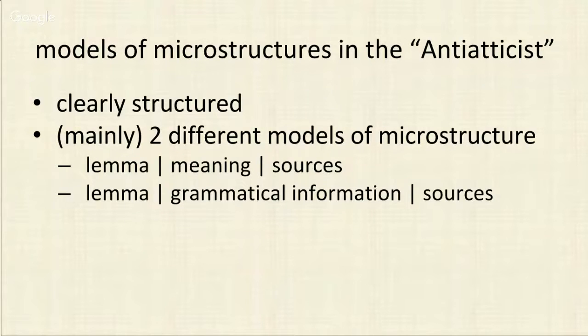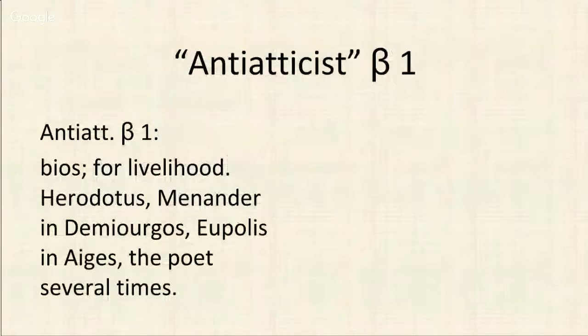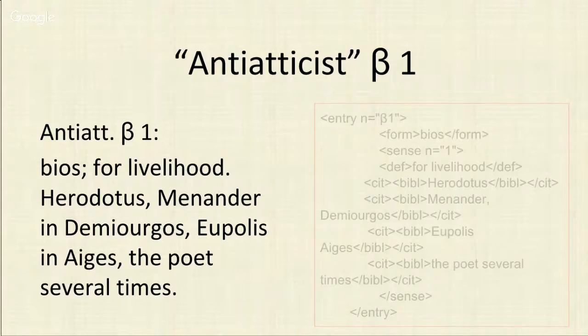Let's see the first one. I have here simply the translation. Bios is the word, and then the text reads, for livelihood. Herodotus, Menander in Demiurgos, this is a comedy of Menander. Eupolis in Naiges, a comedy of Eupolis. The poet several times. Now, the poet is Homer in the diction of the time.